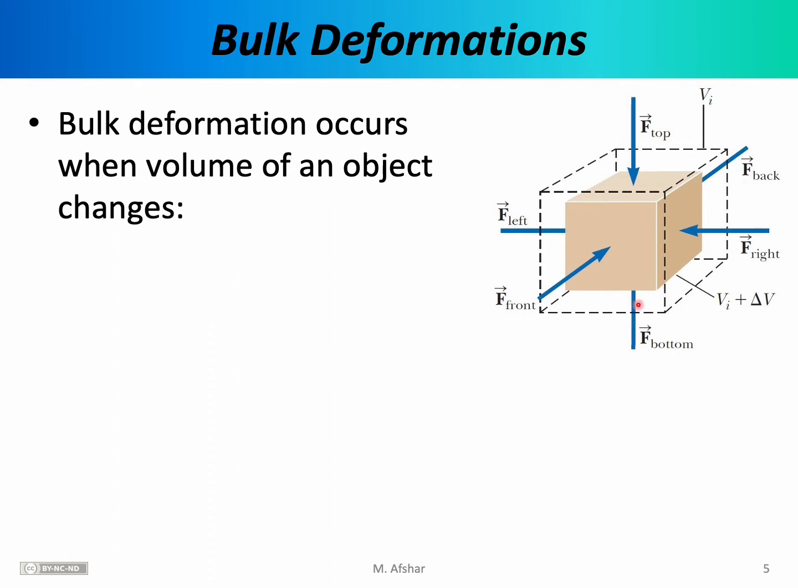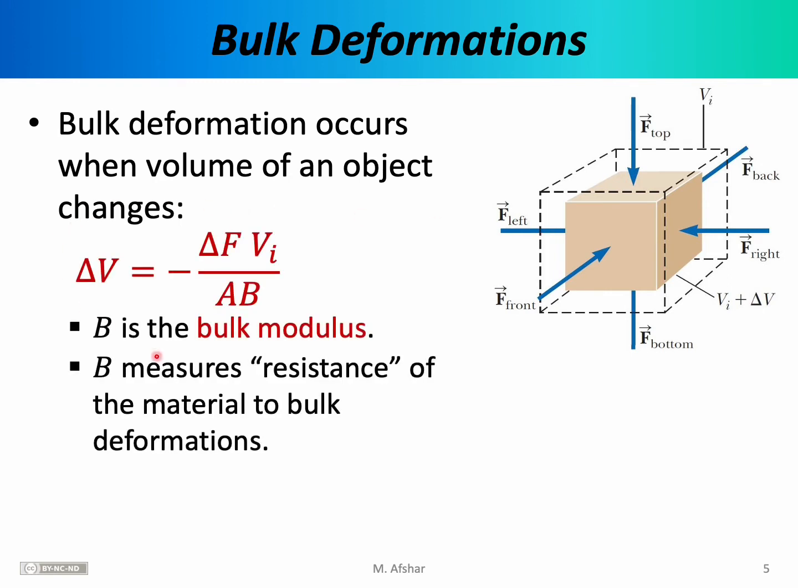The 6 forces are all equal in magnitude, but of course they're pointing in different directions. Each force is perpendicular to the face that it's acting on. We're interested in knowing how much the volume changes in response to these 6 forces, and that answer is provided by this formula. The change in the volume of the cube is equal to the negative of the force being applied to one face of the cube times the initial volume of the cube divided by the area of one face of the cube divided by B.